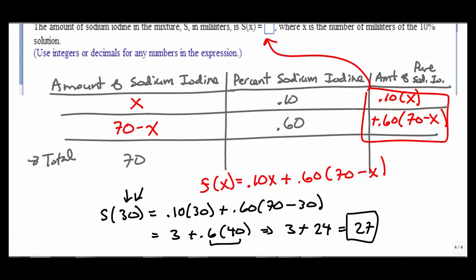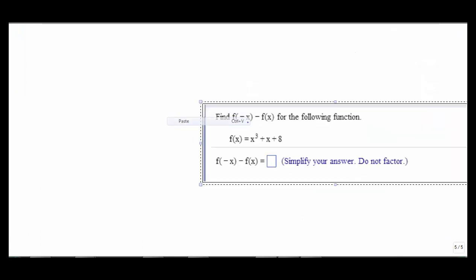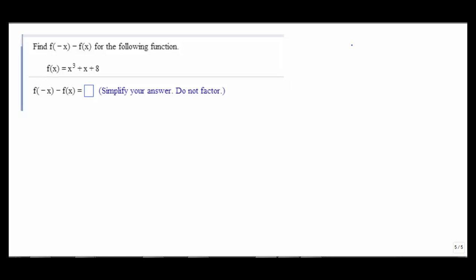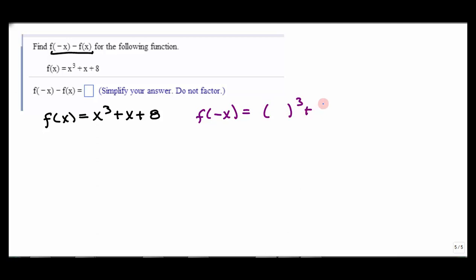Now this last problem that we're going to look at is not really an application problem, but it is a little bit tricky, and it's tricky because of all the negative signs running around here. So this says find f of negative x and then subtract the original function f of x. So our original function f of x is equal to x cubed plus x plus 8. Let's go ahead and find f of negative x now as well. So this means everywhere that I see an x, I'm going to plug in a negative x.